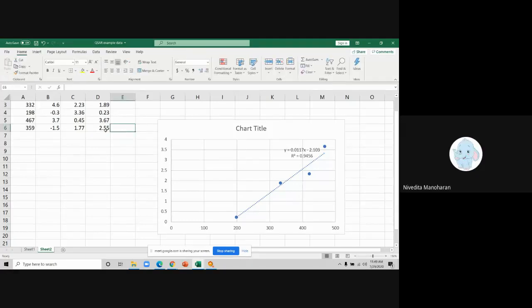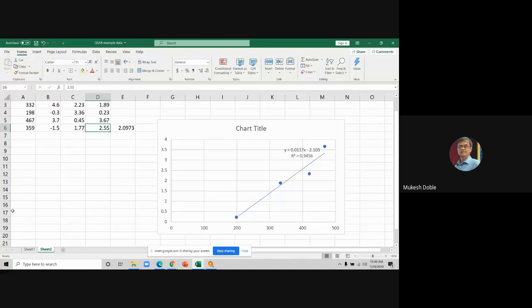Now I will try to predict for the 5th point, because I have not taken that in the model. So I will use this equation: equal to 0.0117 star this volume, because this point I have not predicted, minus 2.103, and see what activity it's predicting. So you see, it's predicting activity as 2.09, whereas the real activity is 2.55.